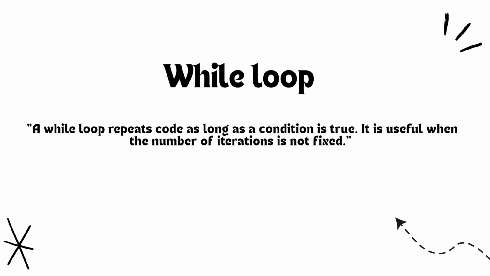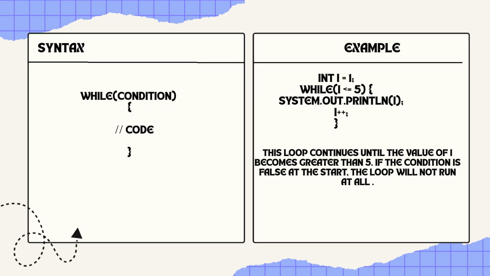A while loop repeats a block of code as long as a condition remains true. It is most useful when the number of iterations is not fixed. Syntax: while (condition) { code }. Example: int i = 1; while (i <= 5) System.out.println(i++). This loop continues until the value of i becomes greater than 5. If the condition is false at the start, the loop will not run at all.